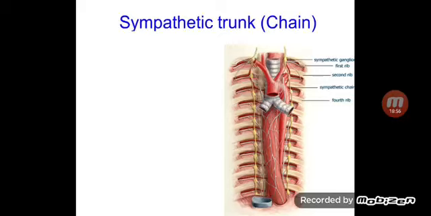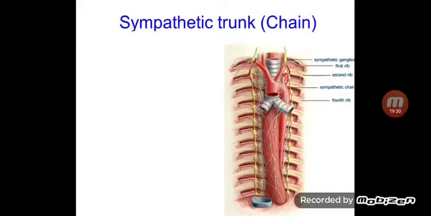Here we have the first ganglion. The first ganglion of the sympathetic trunk in the thoracic region is fused with the inferior cervical ganglion. That means the first thoracic ganglion is fused with the last ganglion in the cervical region to form the stellate ganglion.